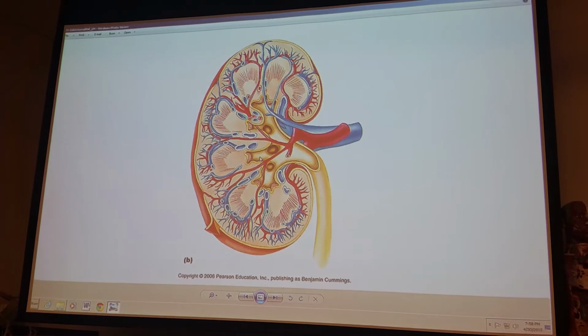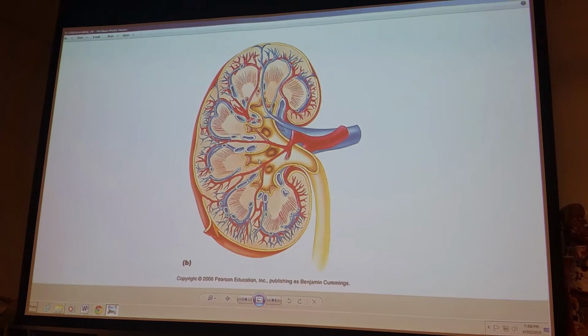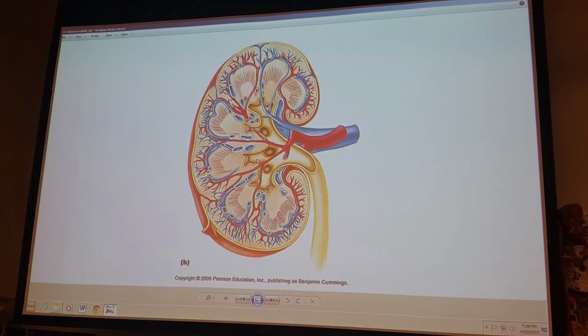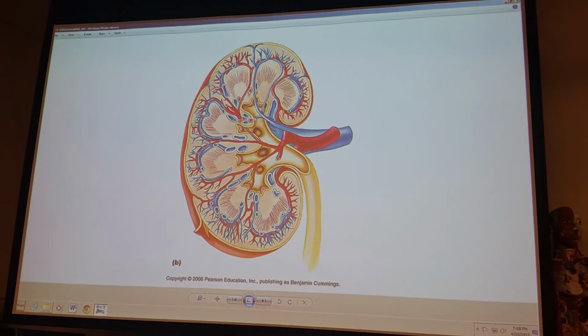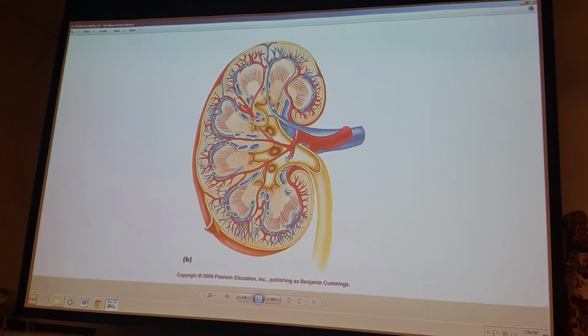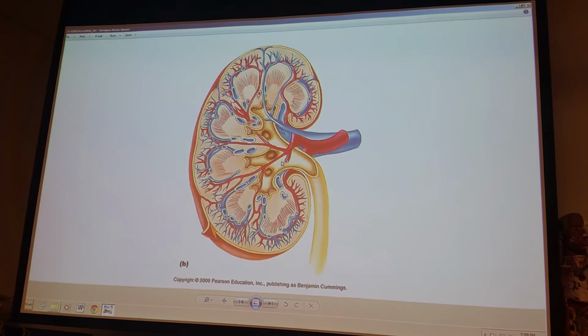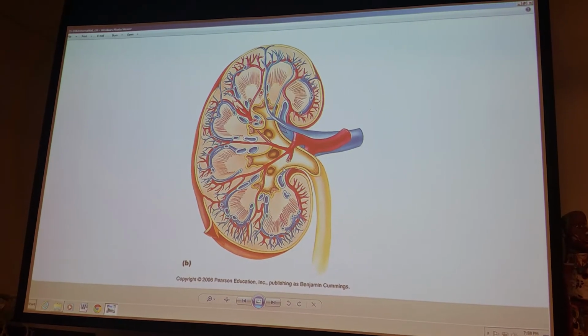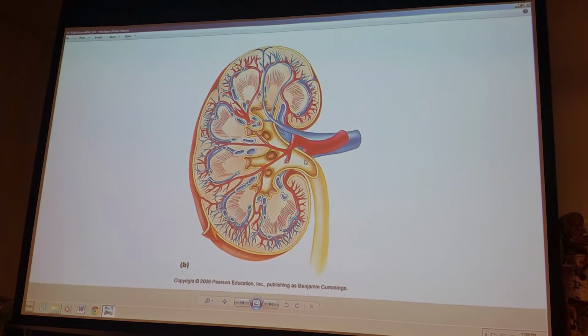What's that called? Yeah, it's a calyx. They're minor up here, and then here's a major, and all the calyces lead into this area here. What is this? Renal pelvis. This is the renal pelvis, and that empties into the ureter.